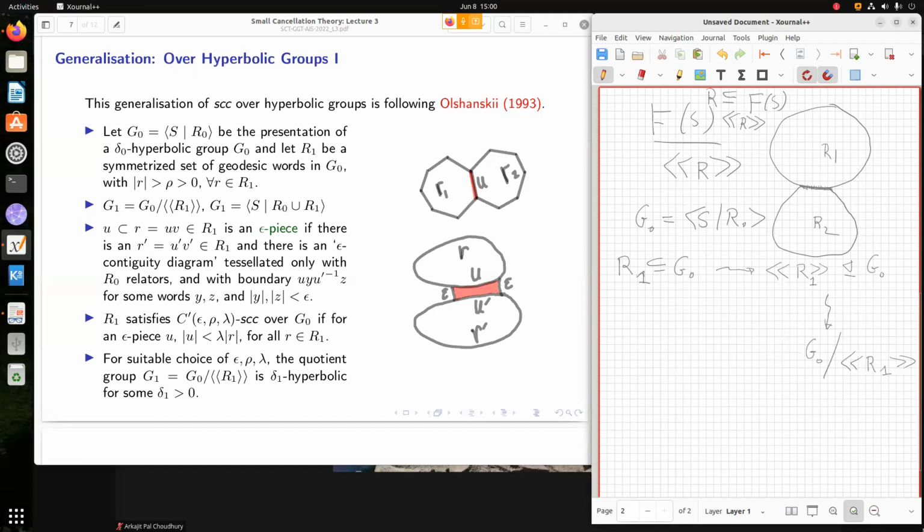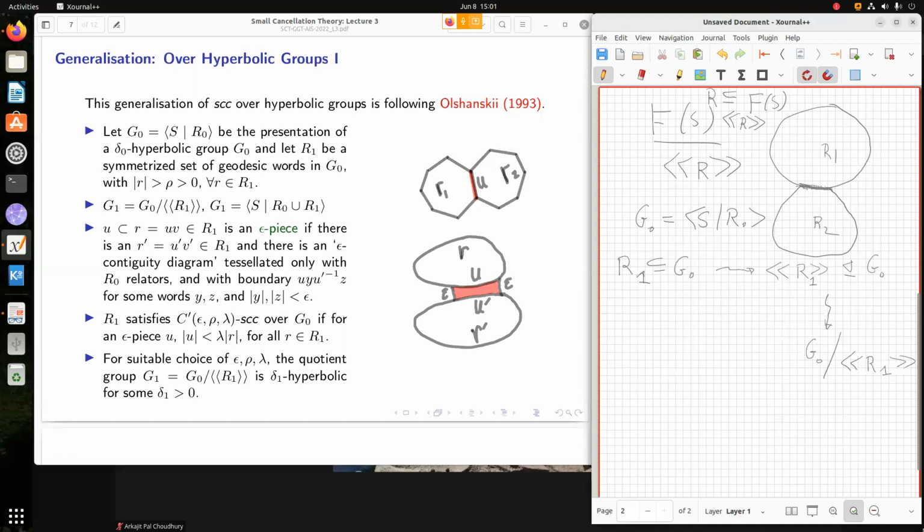So here the difficulty that we are talking about is we won't anymore have this kind of a situation that we had here. We won't have a situation like this. Why? Is that clear? See, what would be a piece? What was a piece? A piece was a subword that was appearing in two different ways, in two different elements of the symmetrization, right? That was a piece. Now, if we want to talk about such a piece, suppose we have taken R1 to be a symmetrized subset of G naught. So it is cyclically reduced, all cyclic permutations of all these things and so on, right?